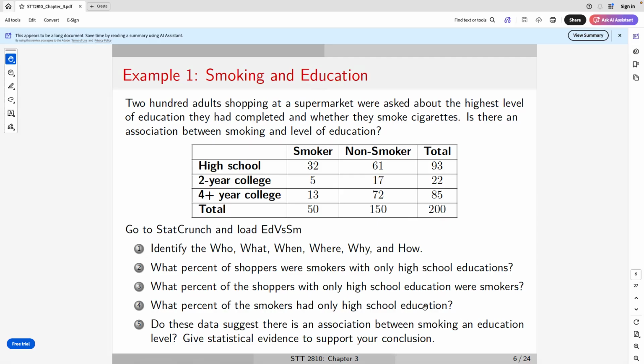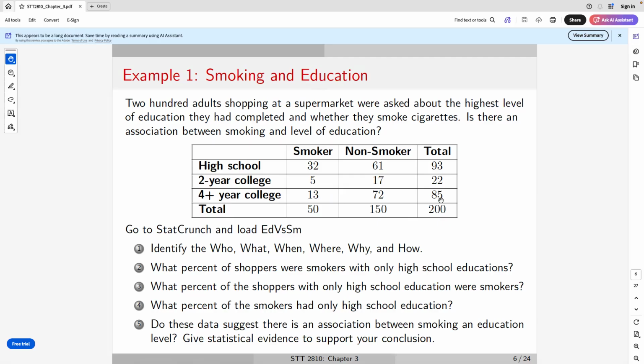So for example, this is smoking. For high school, we are going to do 32 divided by 50. Write the answer down. Same for smoking, 2-year college, we do 5 divided by what? No, so for high school, we do 32 divided by 93. And then for 2-year college, we could do 5 divided by 22. For 4-year college, we could do 13 divided by 85.